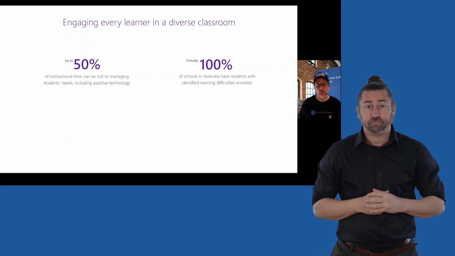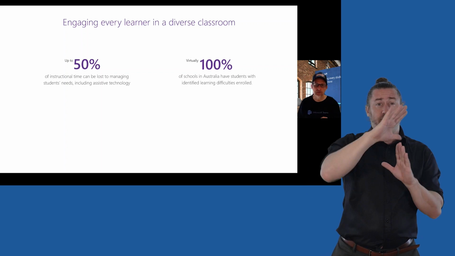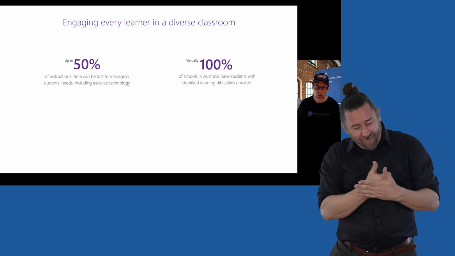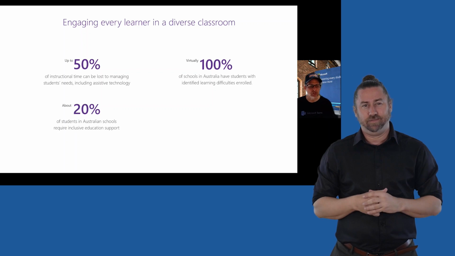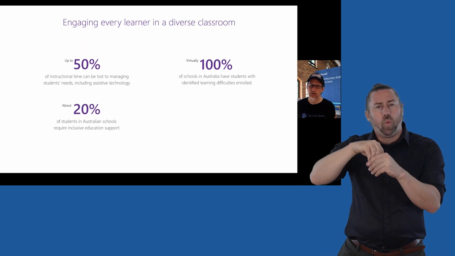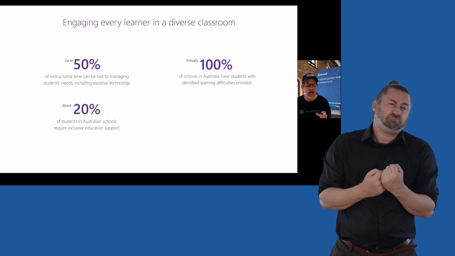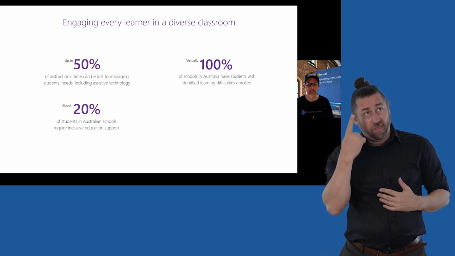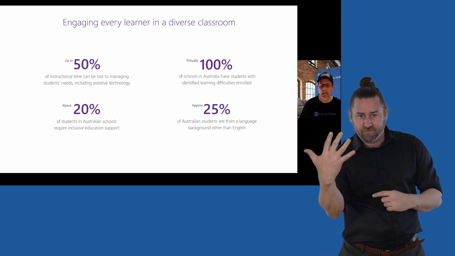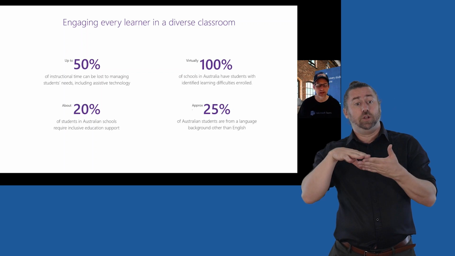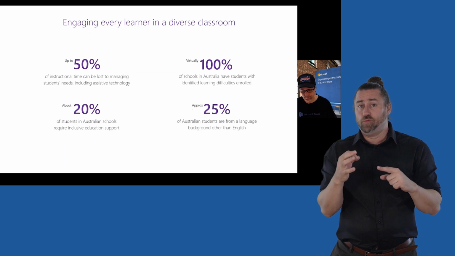Virtually 100% of schools in Australia have students with identified learning difficulties enrolled. So this is all of us, it's everyone. About 20% of students in Australian schools require inclusive education support. So that's about 1 in 5. That means that a large cross section of your classes and the students that you work with are going to be needing that extra support. And then lastly, approximately 25% of Australian students are from a language background other than English.